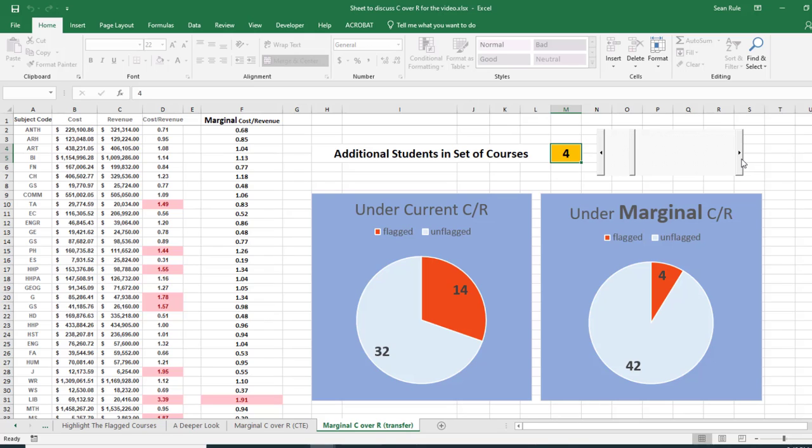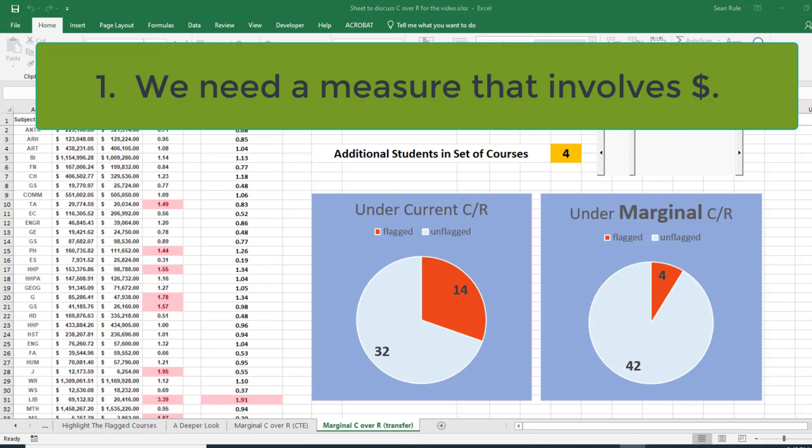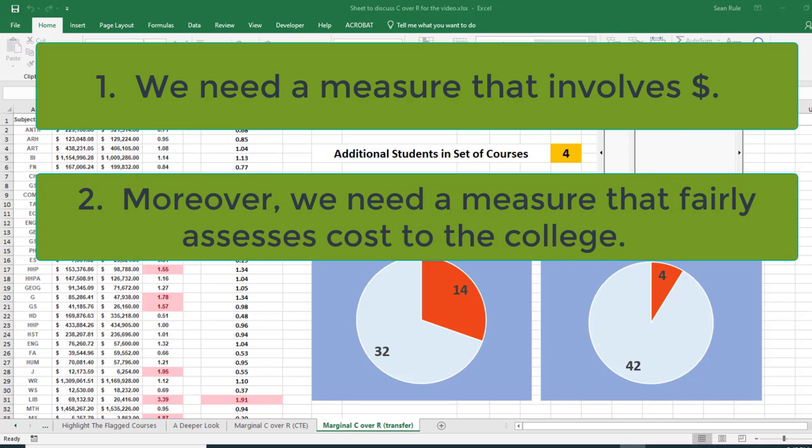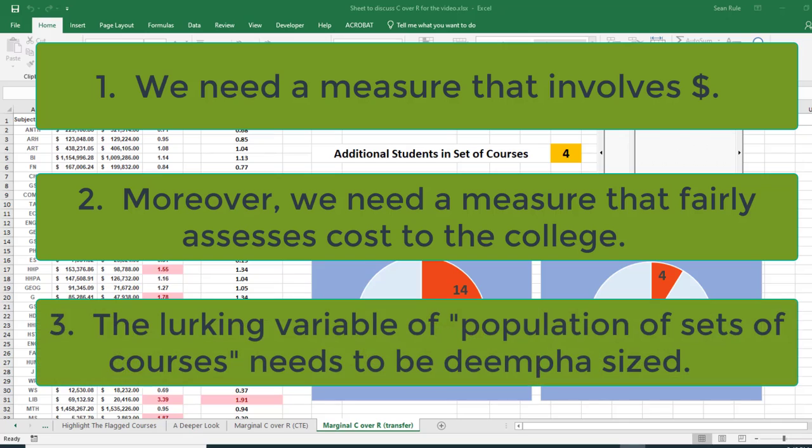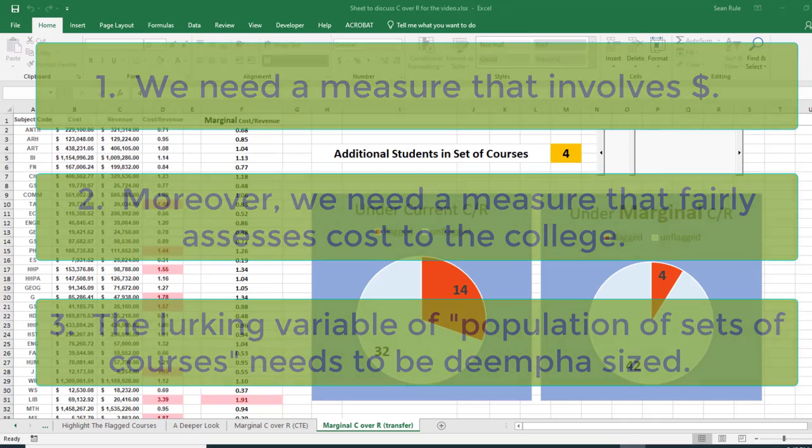So in kind of conclusion in these videos, my three concerns are pretty simple. The measure we currently use doesn't involve dollars. If we're actually trying to see where money is outgoing in large amounts, we're not going to see it with this measure. And the third concern is that we are unfairly targeting smaller sets of courses. Not because they're expensive to the college, they're expensive compared to themselves.